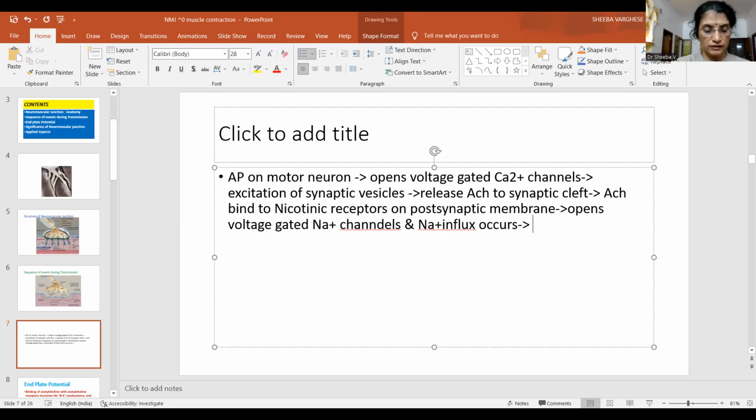Then the end plate potential is developed, or the postsynaptic membrane is excited. Excitation of the postsynaptic muscle occurs. The end plate potential is developed on the muscle.